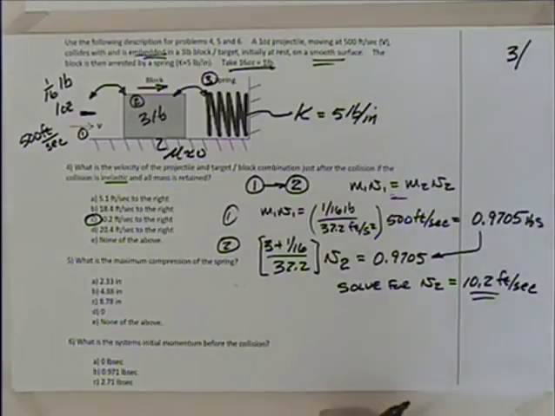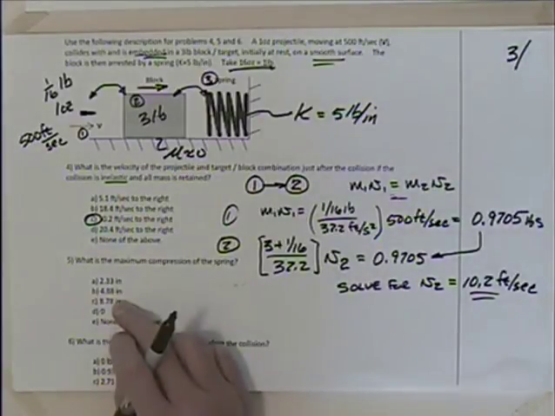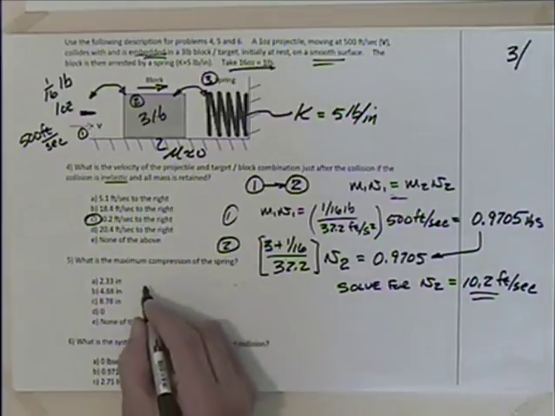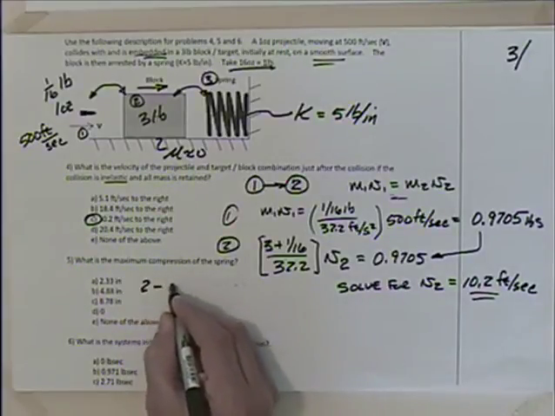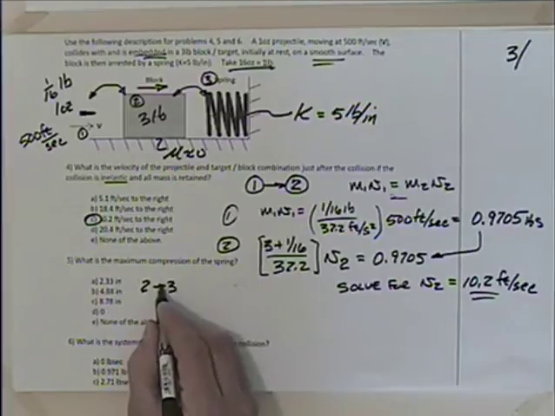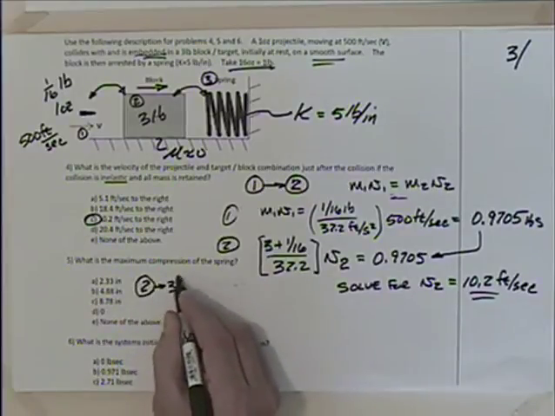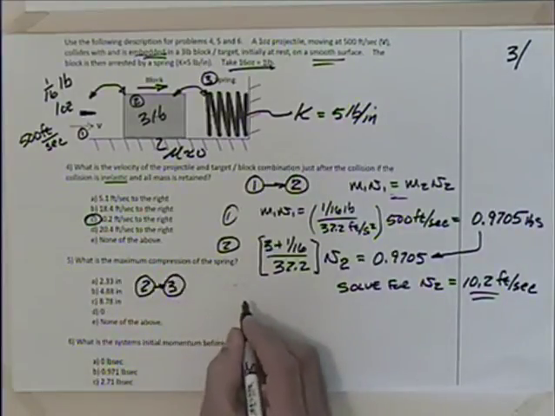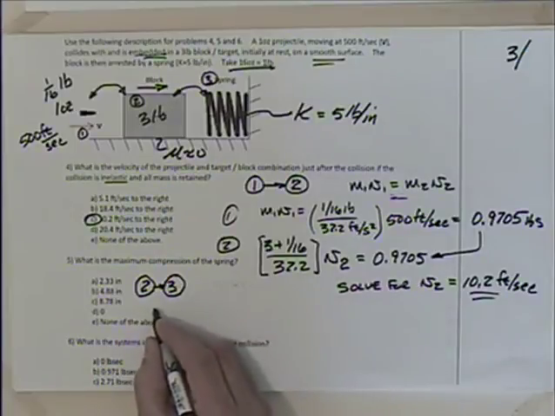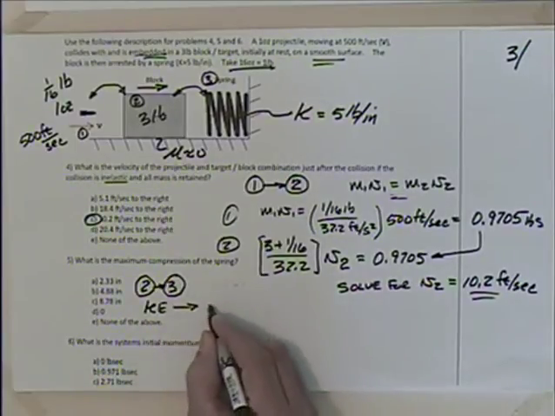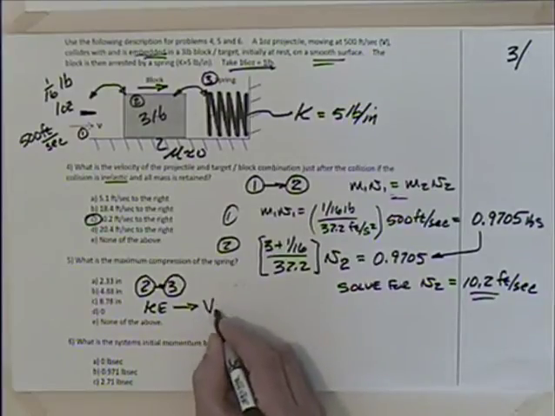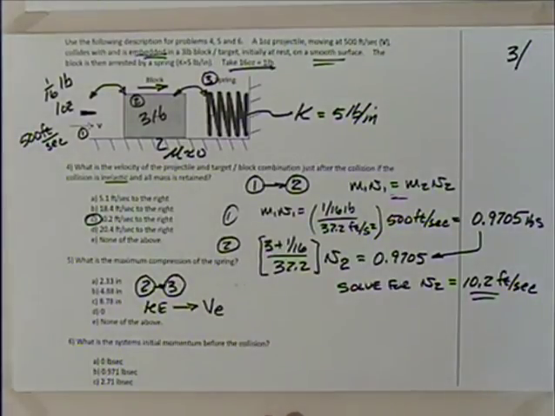So answer C. Then what's the maximum compression of the spring? Well, again, that's going from 2 to 3, isn't it? I'm going from 2 to 3. And how am I going to do that? I'm going to use conservation of energy. I'm going to have my kinetic energy going to my spring energy. Okay, so we wrap our mind around that.